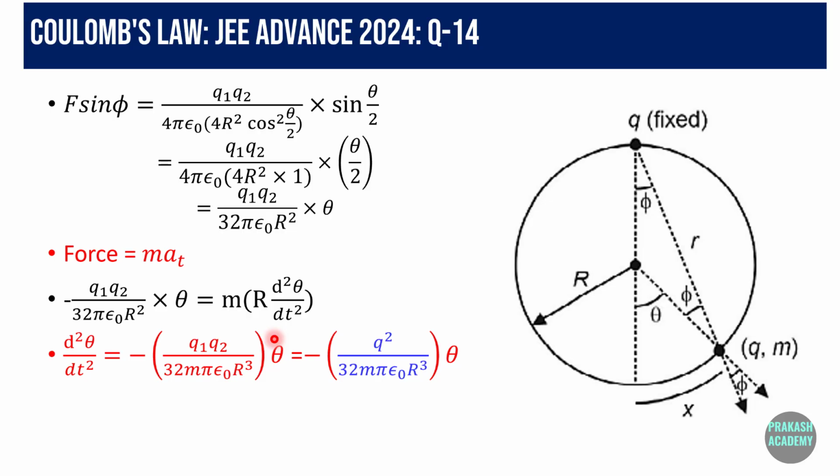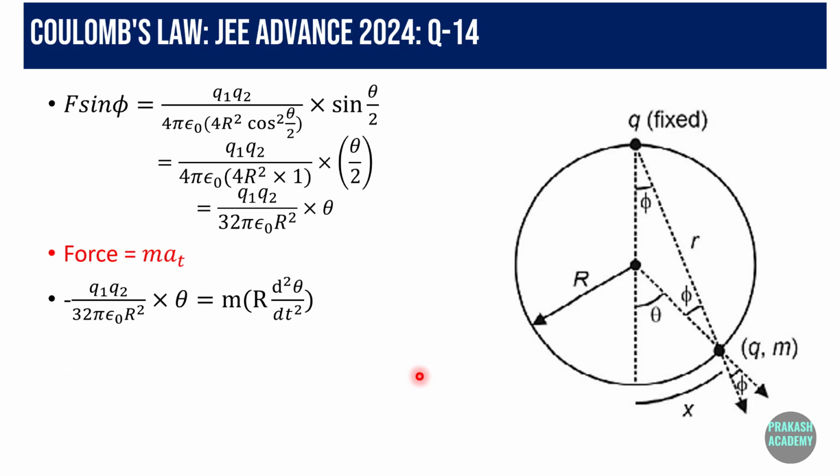Now if you simplify, this becomes d2 theta by dt square equals minus q1 q2 divided by 32 pi epsilon naught r square m, and this r becomes basically r cubed. So now this is a simple harmonic motion equation, that is d2 theta by dt square equals minus omega square times theta. So this is my omega square. So this is basically the square of the angular frequency. Now you can check which option is correct, that is q square by 32 m pi epsilon naught r cubed.